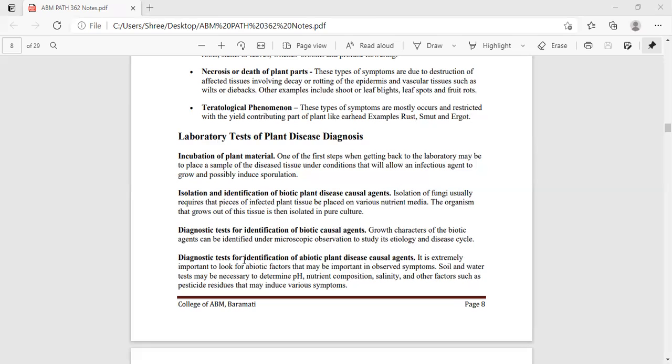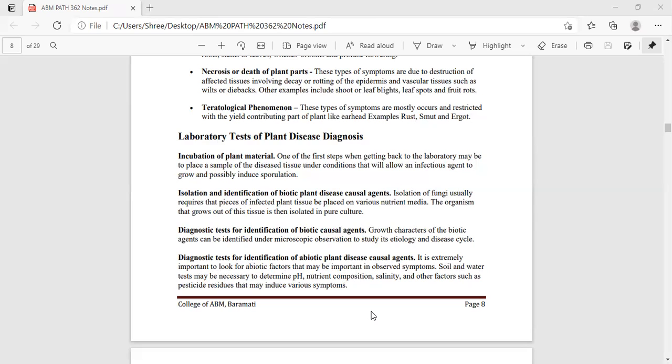And diagnostic test for identification of abiotic plant disease causal agent. It is extremely important to look for abiotic factors that may be important in observed symptoms. Soil and water tests may be necessary to determine pH, nutrient composition, salinity, and other factors such as pesticide residues that may induce the various symptoms. So other than biotic, we have seen the abiotic factors are also responsible for plant diseases.